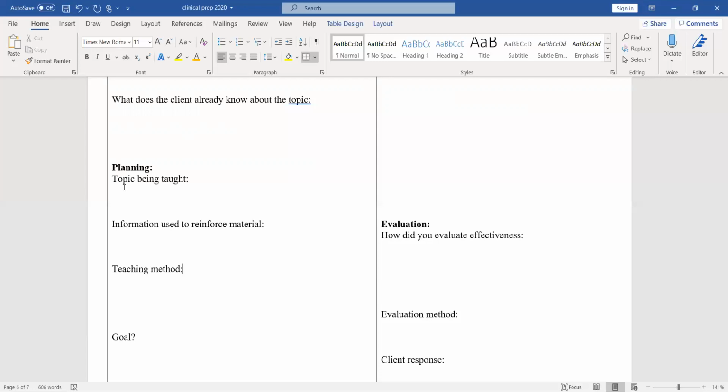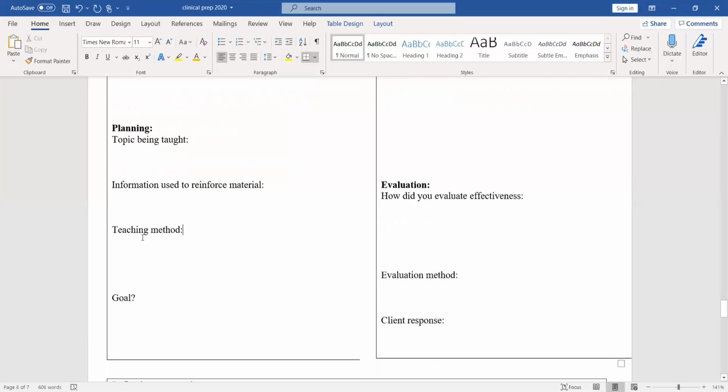Information used to reinforce material. Maybe you are using a lip and cup. Maybe you're using some tool. Maybe you're using the call light. So what are you using? How are you reinforcing what material you're teaching? Teaching method. Are you verbally discussing this? Are you demonstrating it? Are you reinforcing? Are you giving them, I don't know, a quiz on it? Goal, what's your goal? Do you want your patient to be able to use your call light? Do you want your patient to be able to walk 240 feet around the unit?